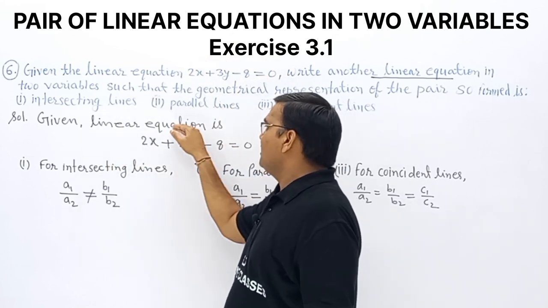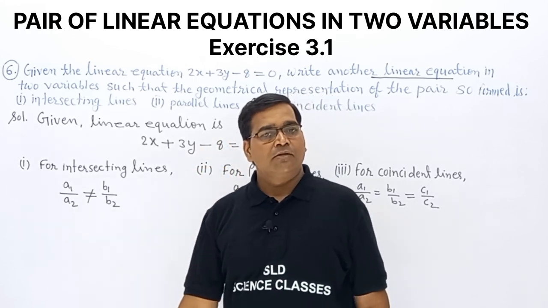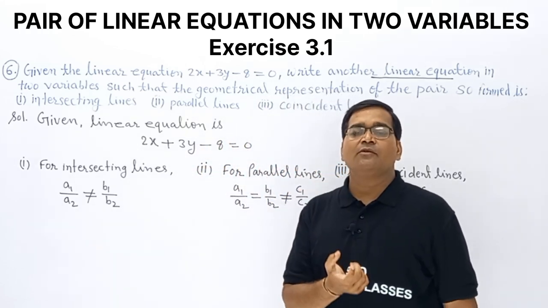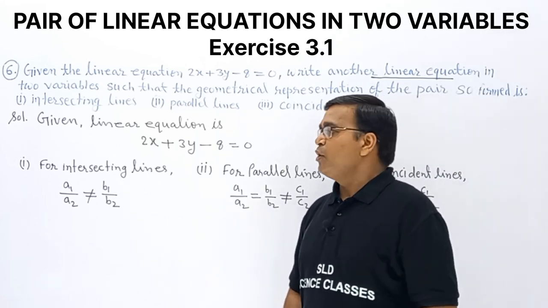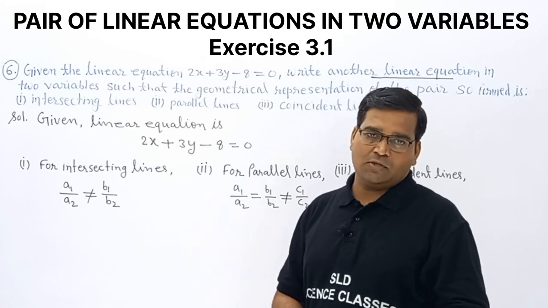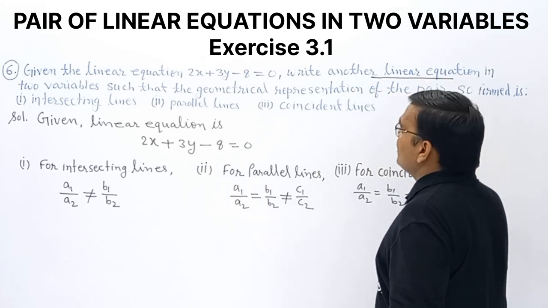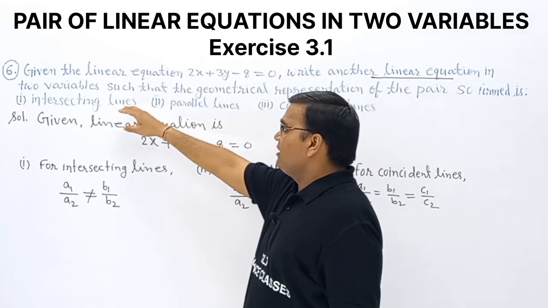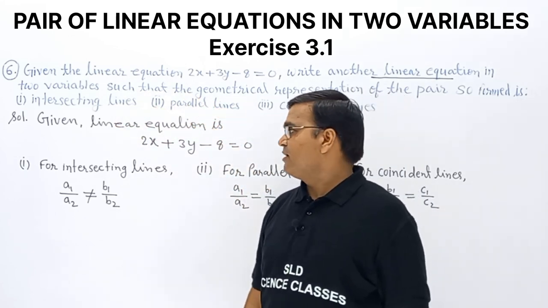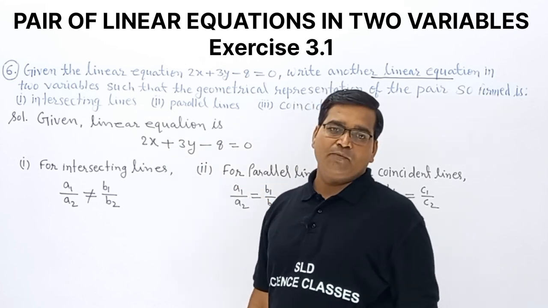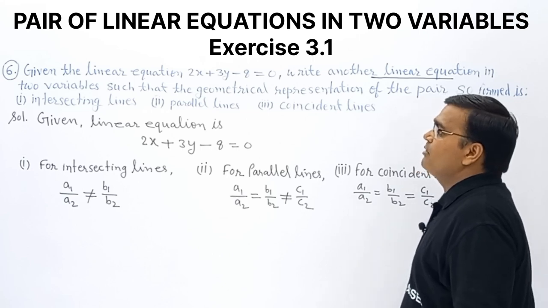So the given linear equation is 2x plus 3y minus 8 equal to 0. This is the linear equation in two variables. We want another linear equation in two variables for the intersecting lines, parallel lines, and the third one, coincident lines. We want to write another linear equation in two variables for intersecting lines.